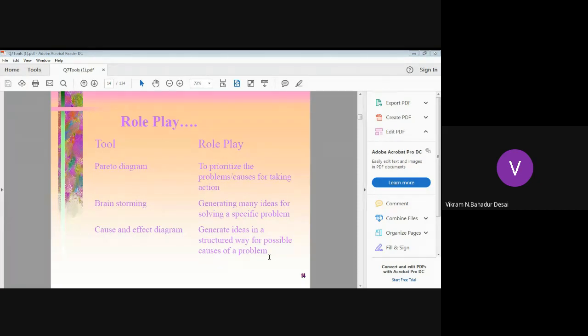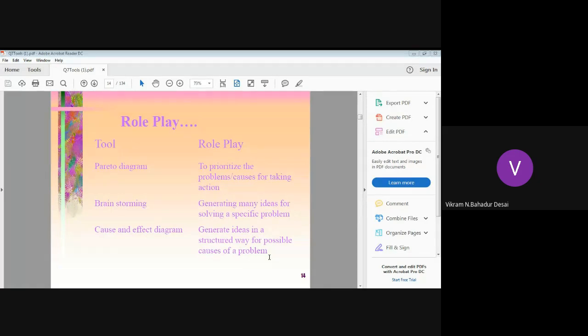We start analyzing in the organization. First, the effect may be your defect. So you have a problem. You have a yield, whatever product. So a defective product is the effect. So what might be the causes for that particular defect in the product?